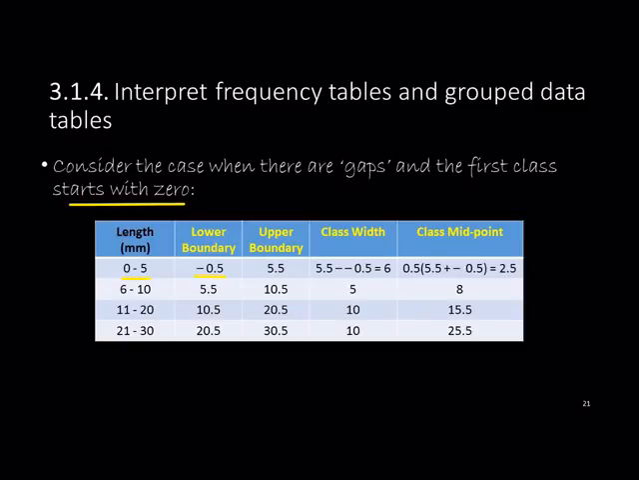So for this first class width and first midpoint, be careful, because our class width, upper boundary minus lower boundary, becomes 5.5 plus 0.5 to equal 6. And then our class midpoint, 5.5 plus minus 0.5, divided by 2. So 5 divided by 2 is 2.5. So just be careful when your first class starts with 0.